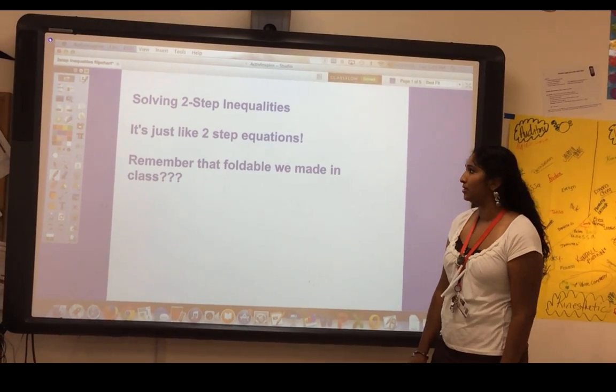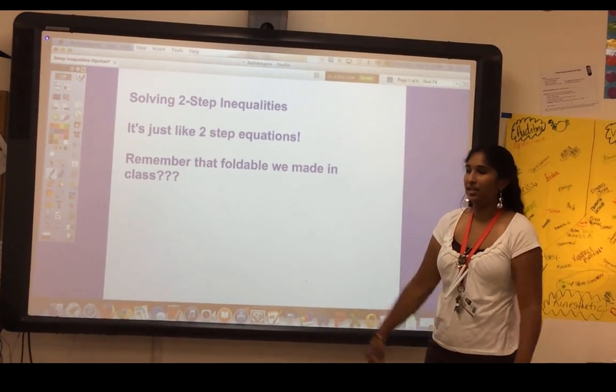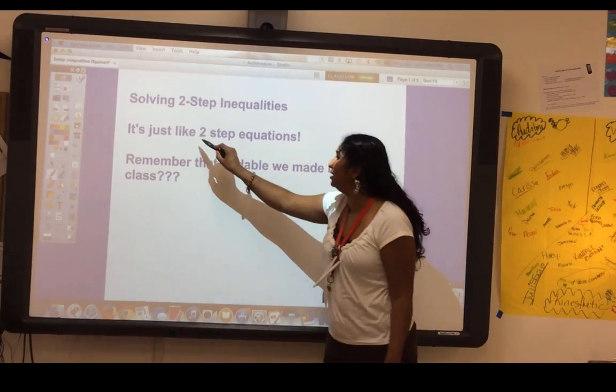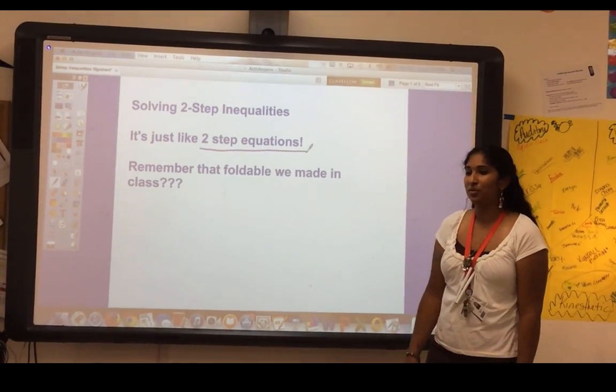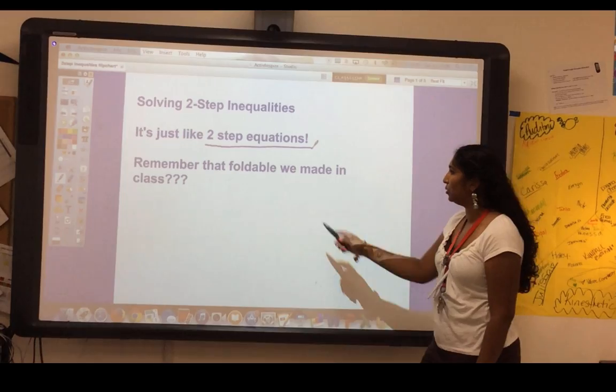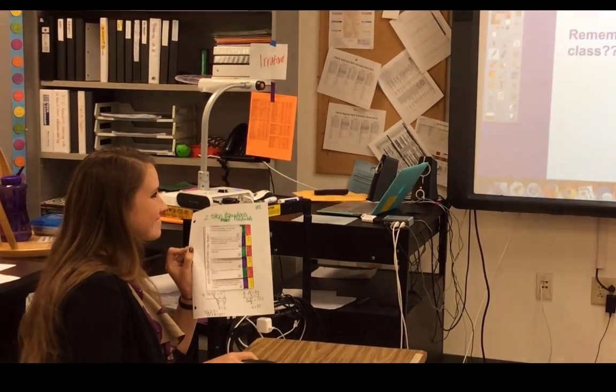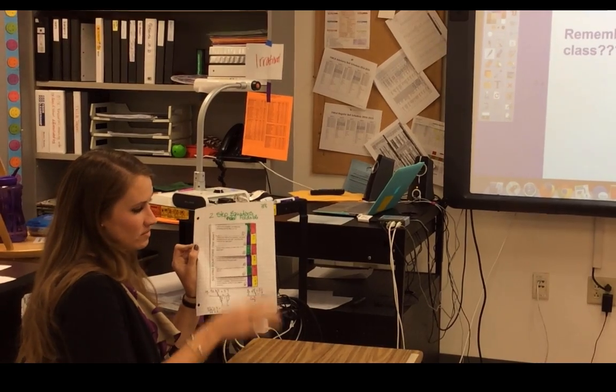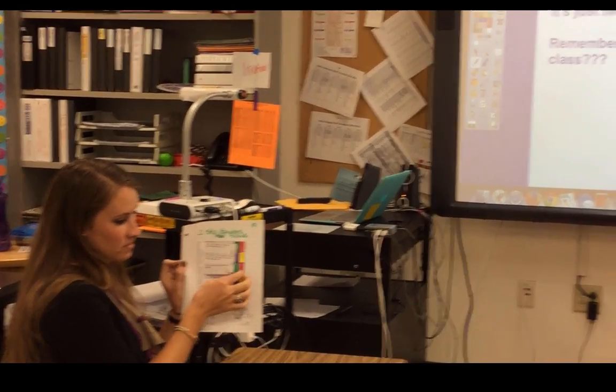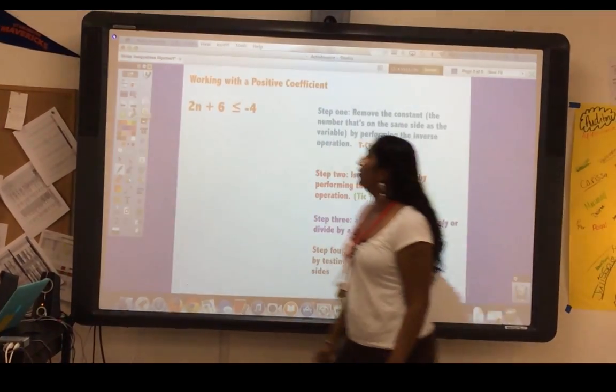Learners, today we're going to be talking about solving two-step inequalities. And guess what? It's just like two-step equations. Miss Esther, if you would hold up your foldable. Remember that foldable that we did in class? Yeah, we're going to use that same foldable. How easy is that? All right, so let's take a look at our first example.